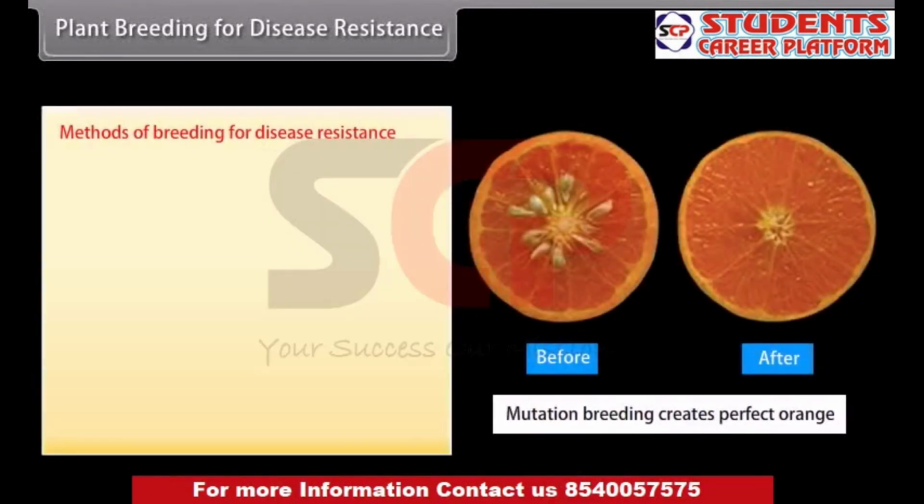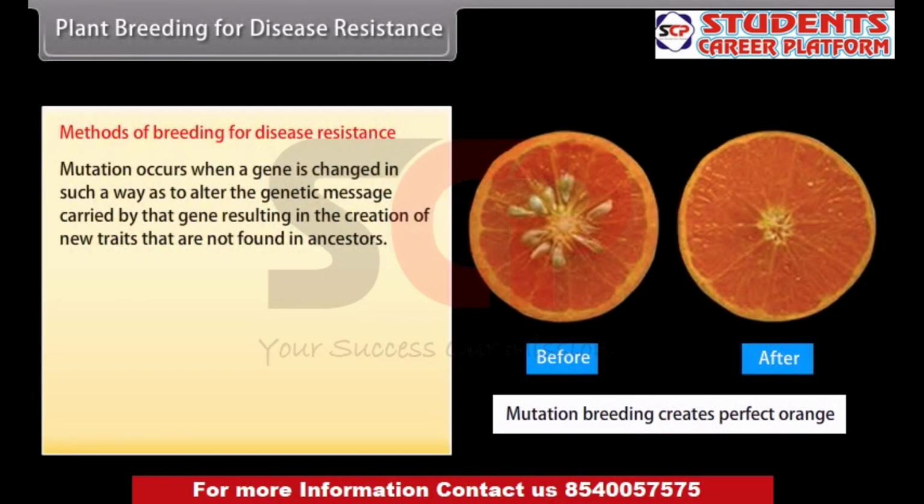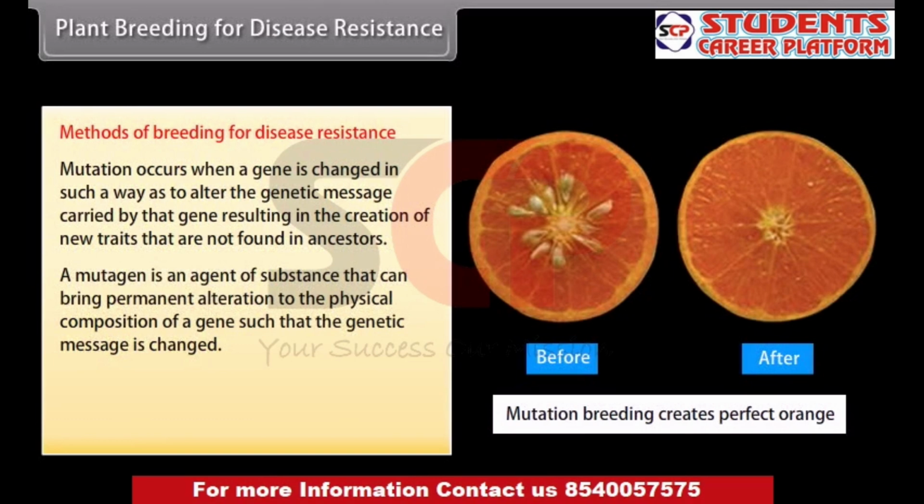Methods of breeding for disease resistance. Mutation occurs when a gene is changed in such a way as to alter the genetic message carried by that gene, resulting in the creation of a new trait that is not found in the ancestors. A mutagen is an agent or substance that can bring permanent alteration to the physical composition of a gene, such that the genetic message is changed.